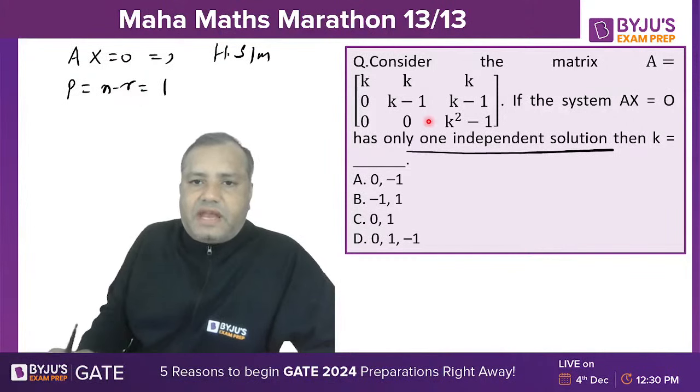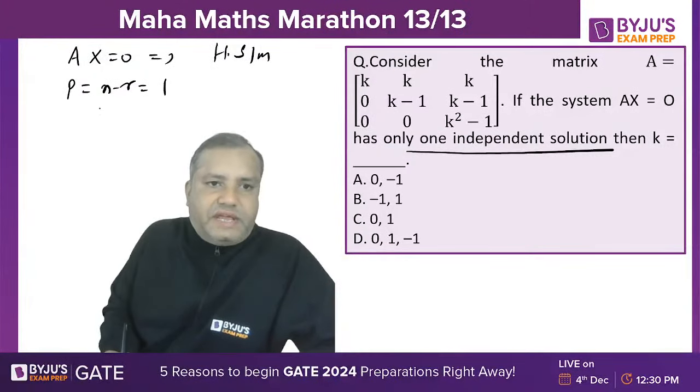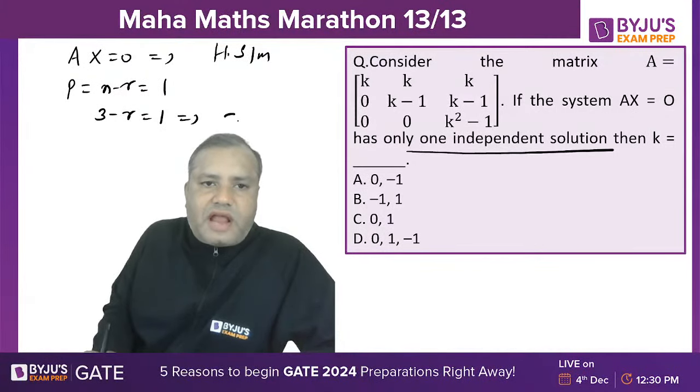What is this n? N is the order of this matrix. 3 minus r equal to 1. So what is the rank? Rank is 3 minus 1, that is 2.